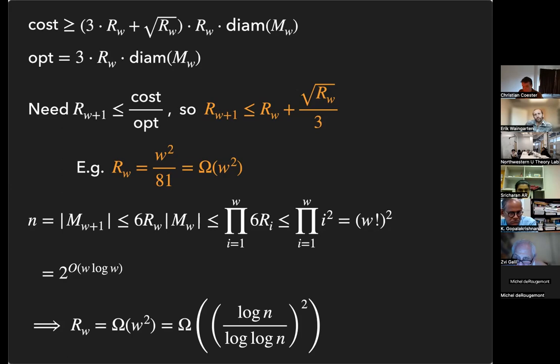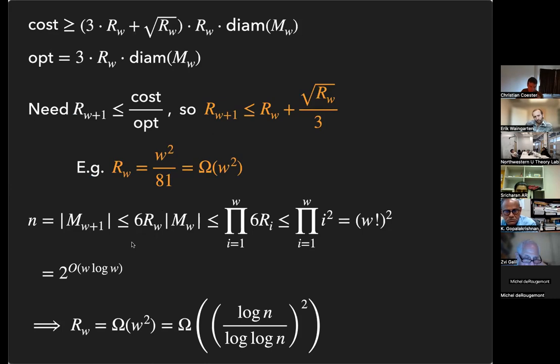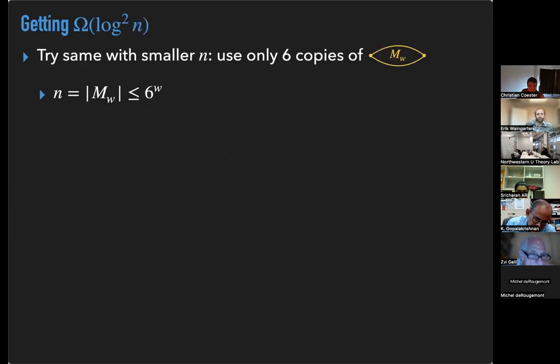Okay, so then let me tell you a bit about how to remove the log. So the idea is basically, can't we do the same argument, but with a smaller metric space, so that instead of having N equal to 2 to the W log W, if we have something like N equal to 2 to the W, then we would get what we want, right? Then we would get a log squared N. So that is essentially our approach. Instead of using 6 RW copies of MW in the recursive construction, we only use 6. And then the size of the metric space will be 6 to the W.